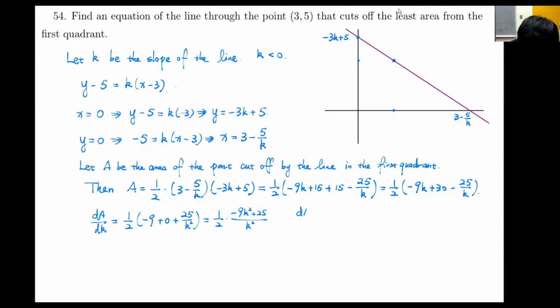Then dA over dk equals 0 implies that 9k squared equals 25. That tells me that k is going to be the negative root of 25 divided by 9. I'm not worrying about the positive root because we assume k is negative. So the answer will be minus 5/3. This is the critical number. We could use the first derivative test to see if k equals minus 5/3 gives a maximum or minimum. So let's draw the domain like this, and this is going to be my critical number.